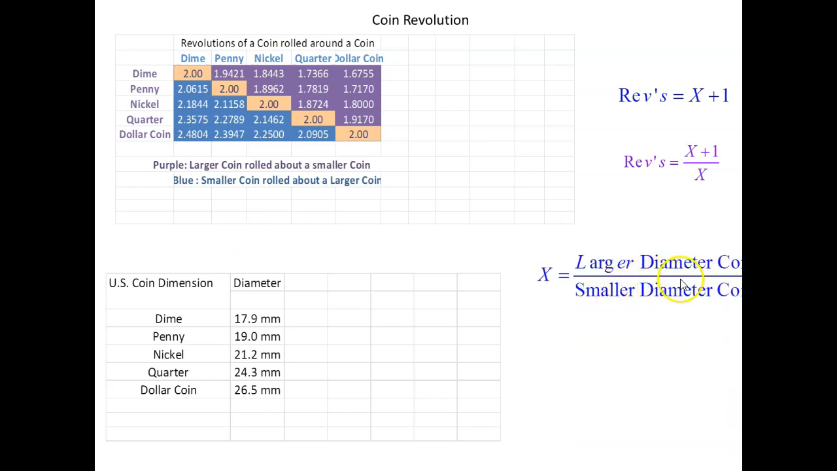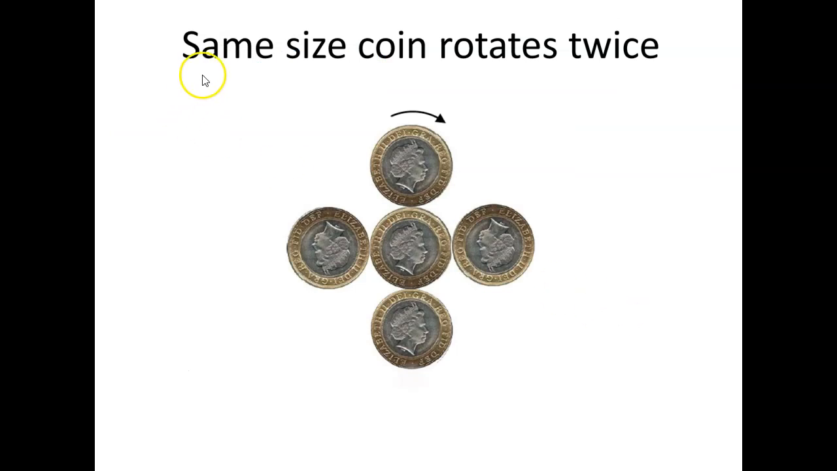So X equals the larger diameter coin divided by the smaller diameter coin. Okay. Same size coin rotates twice. Here we have the same size coin, and I think they have a French coin here, or Canadian. I roll it around once, and that's 1 revolution. And I roll it back to the top. Again, that's 2 revolutions. And it's rolled around twice.